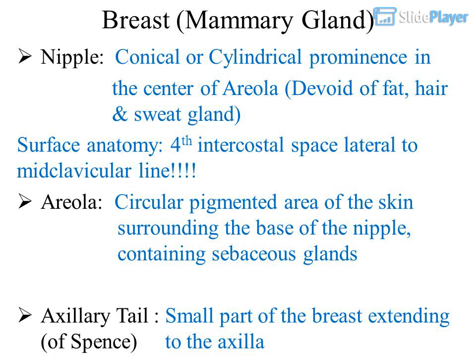Nipple: conical or cylindrical prominence in the center of the areola, devoid of fat, hair and sweat glands. Surface anatomy: 4th intercostal space, lateral to the midclavicular line. Areola: circular pigmented area of the skin surrounding the base of the nipple, containing sebaceous glands. Axillary tail of Spence: small part of the breast extending to the axilla.